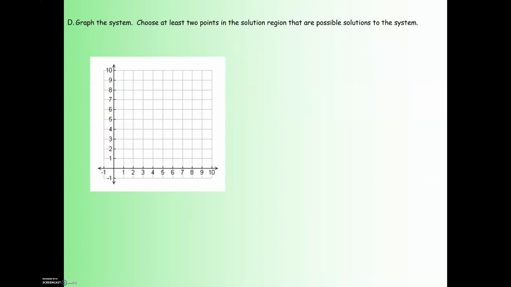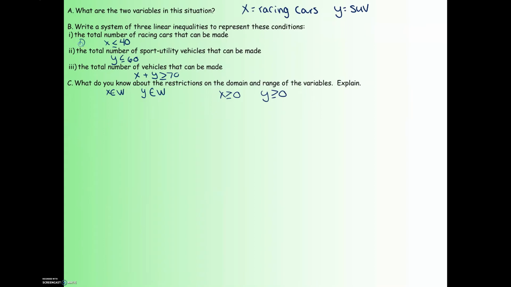So we're going to graph the system and choose at least 2 points in the solution region. Okay, so we're taking this one, and this one. Those 3 linear inequalities.